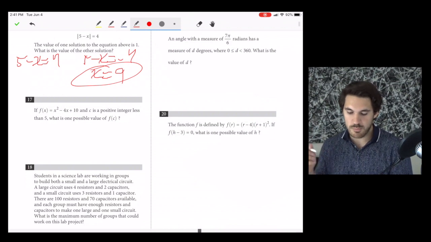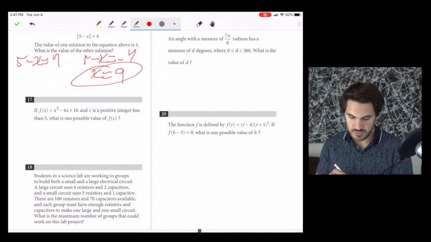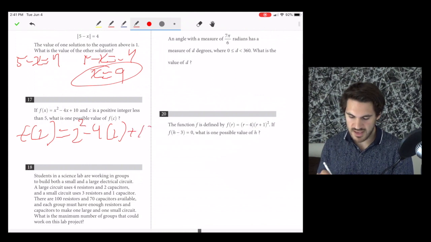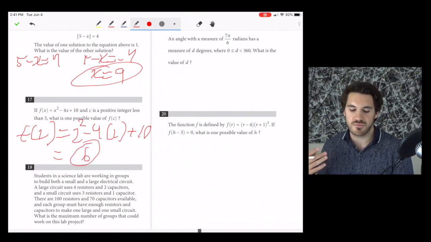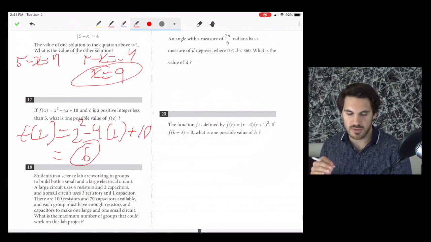So let's say we plug in 2. So we're going to calculate f of 2. That's going to get us 2 squared minus 4 times 2 plus 10, which is 4 minus 8 plus 10, which is 6. So 6 is one of the possible answers. There's a few other ones, but just plug in either 1, 2, 3, or 4. Any of them, because they're all positive and they're all less than 5.